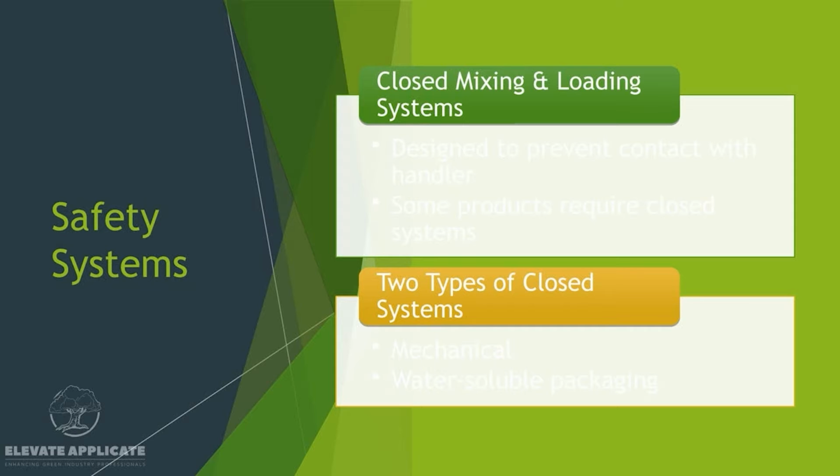There's 2 types of closed systems, mechanical or water-soluble packaging. The one that I was just talking about was probably a mechanical style. You might run into water-soluble packaging. It's really easy for applicators. You're running like a 200-300 gallon skid tank. You're going to have your product in a water-soluble bag, throw it in, it's going to dilute, and then you're going to be good to go.